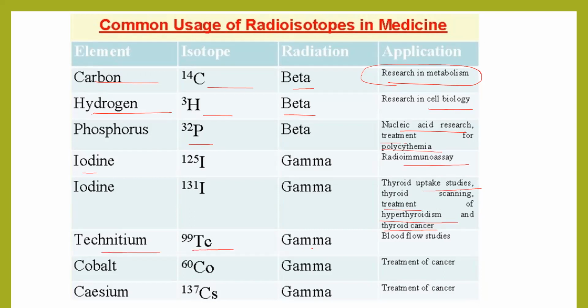Technetium 99, which releases gamma radiation, is used for blood flow study. Similarly, cobalt 60 is used for treatment of cancer, and for treatment of cancer cesium 137 is also used. So these are some radioisotopes used in medicine.